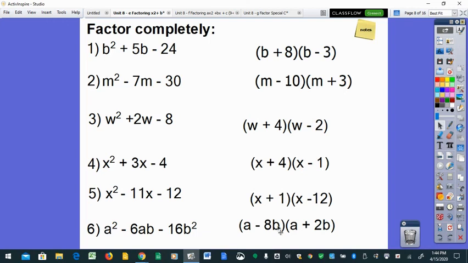So again, if you look, there's the a's in the front, there's the b's in the back. Now a times a is a squared. Now the outer is going to be 2ab, and the inner is going to be -8ab. And when you add a 2 and a -8, that's where the -6 is coming from. And then a negative times a positive is a negative, and 8 times 2 is 16, and it's b times b, which is b squared.